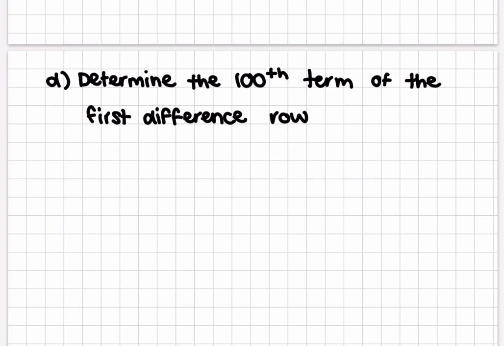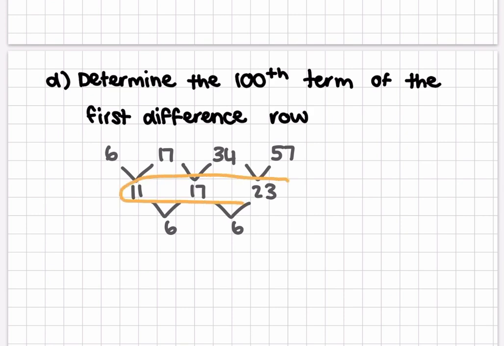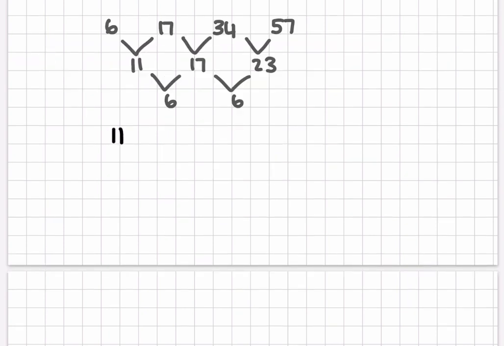So now, if you guys remember, the first difference row makes up an arithmetic sequence. So I've just drawn this in quickly so we can have a look at this. This is the first difference row. So this is the number pattern we're looking at. So let's rewrite it real quick. We have 11, 17, 23. So we're almost treating it as its own number pattern now. Let me map it out.